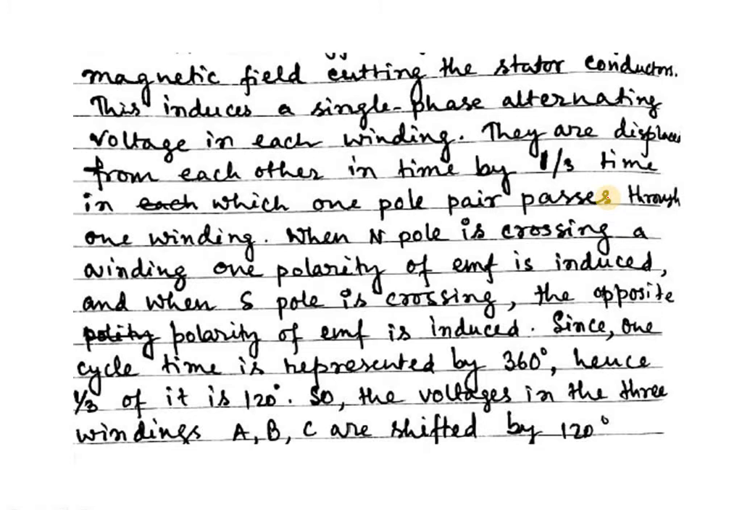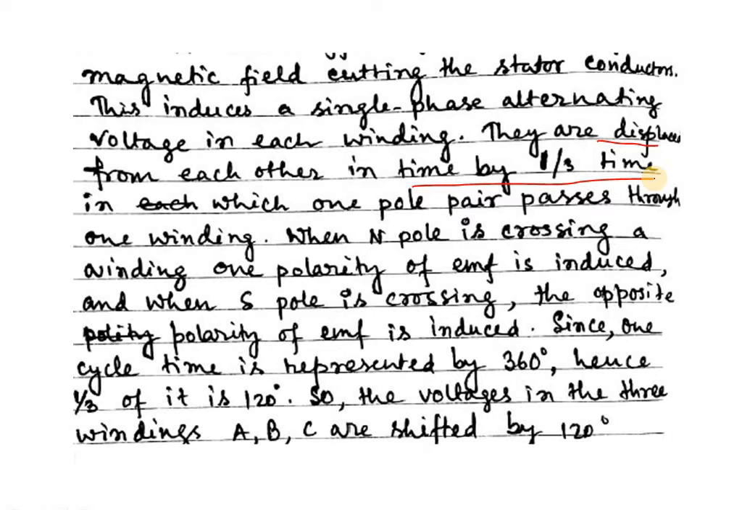When conductor B is cut by the flux, then B phase voltage will be created. When C conductor is cut, then C phase voltage will be created, and these are 120 degrees apart from each other. So they are displaced from each other in time by 1/3 of the time in which one pole pair passes through one winding.